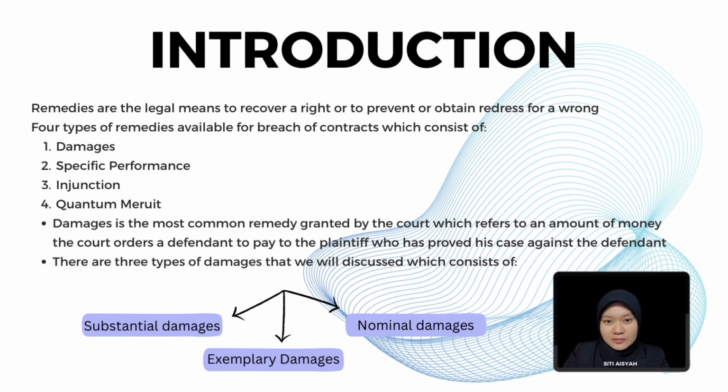If there is a fundamental breach or breach of a condition, the remedies are severe, whereas the remedies for the breach of an ancillary term are not as onerous. There are 4 types of remedies available for breach of contract, which consist of damages, specific performance, injunction, and quantum meruit. The part that we're going to present today is about damages. Damages is the most common remedy granted by the court in cases of breach of contract.